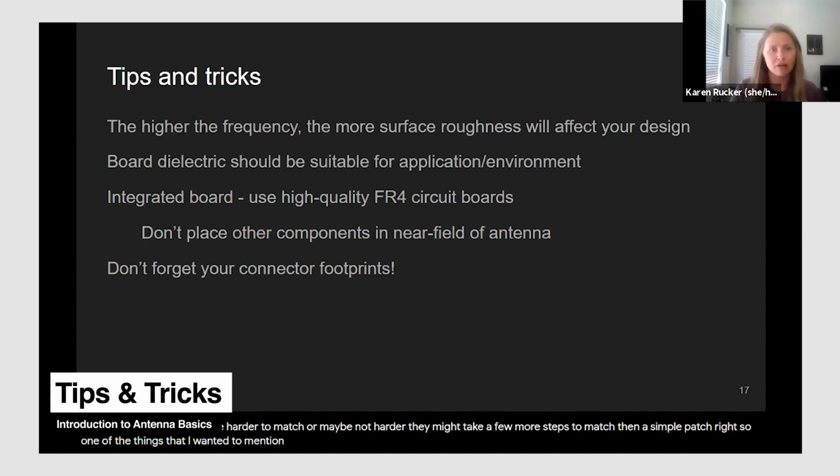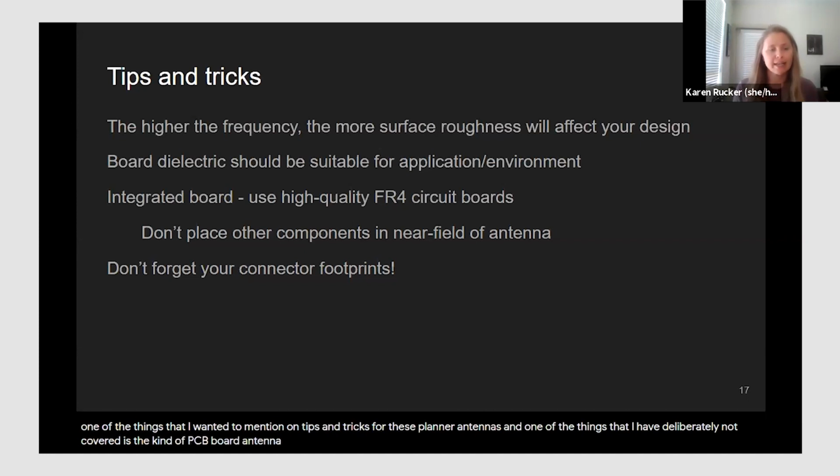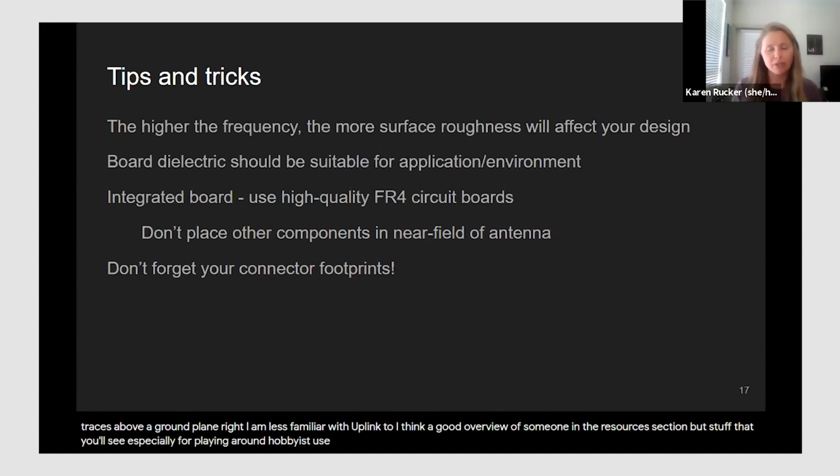So one of the things that I wanted to mention on tips and tricks for these planar antennas, and one of the things that I've deliberately not covered, is the kind of PCB board antennas that you will see on RF circuit boards, right? Most commonly, those are going to be quarter wave traces above a ground plane. I'm less familiar with RF circuit board design. I have a link to, I think, a good overview from someone in the resources section, but it's stuff that you'll see, especially for hobbyist use of Bluetooth and Wi-Fi boards and modules. I personally am less familiar with that. I should not be teaching a class over that, but some of this does apply, and so that's why I wanted to mention it here on tips and tricks.